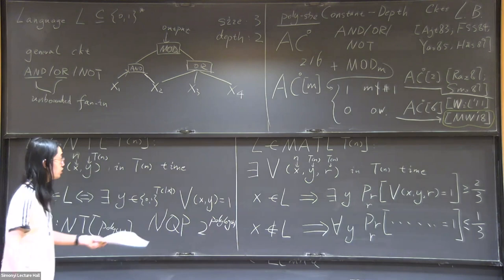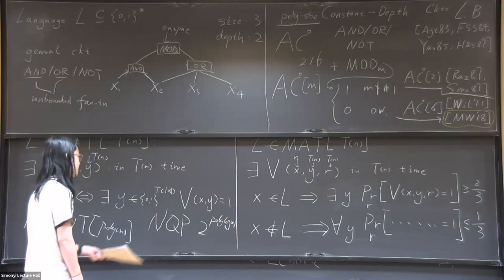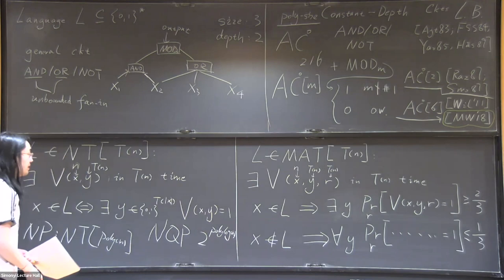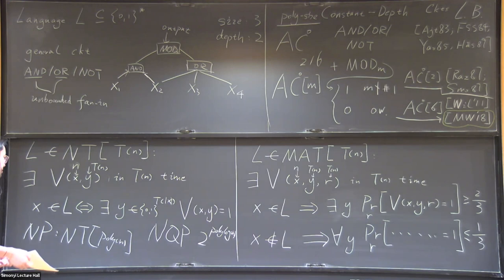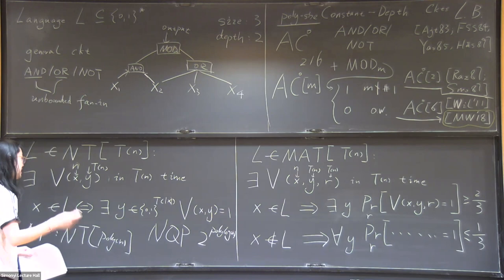So Murray and Williams prove that... Recall the goal is to prove NP is not in AC0[M] or AC0[6]. What they prove is that NQP, non-deterministic quasi-polynomial time, is not in polynomial-size AC0[6], which is much closer to NP than non-deterministic exponential time. By non-deterministic exponential time, I just mean that here T(n) is like 2 to the poly(n) or something.